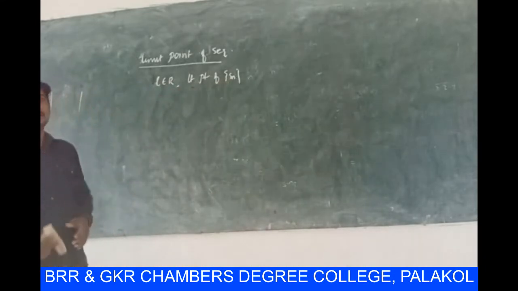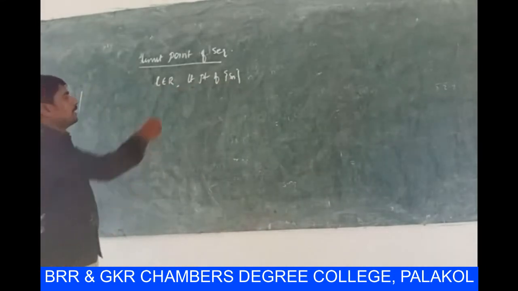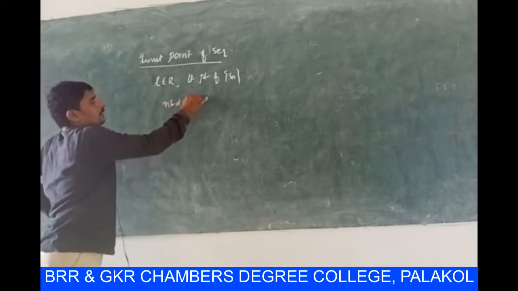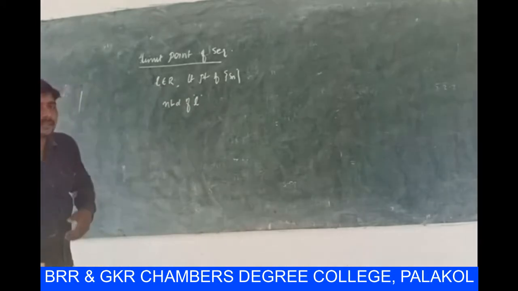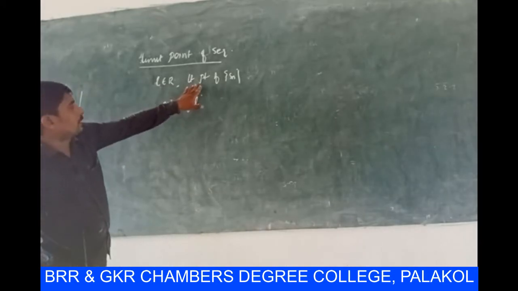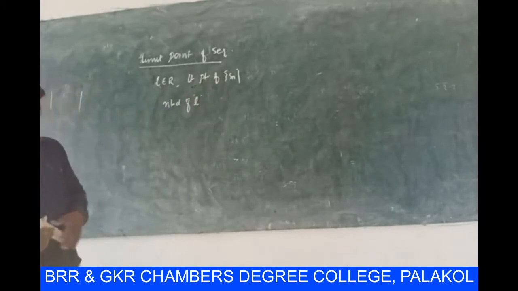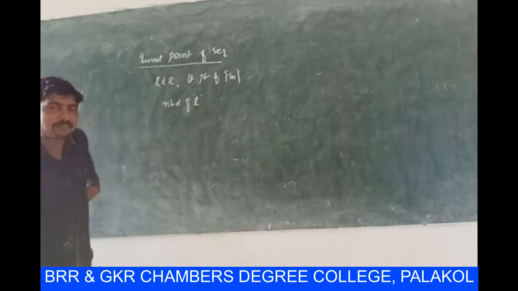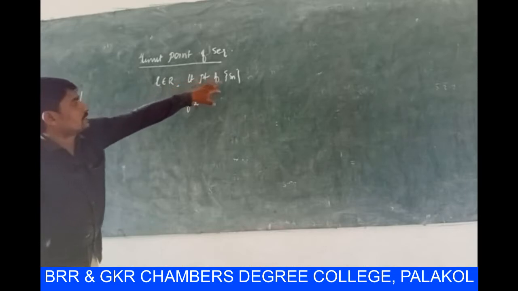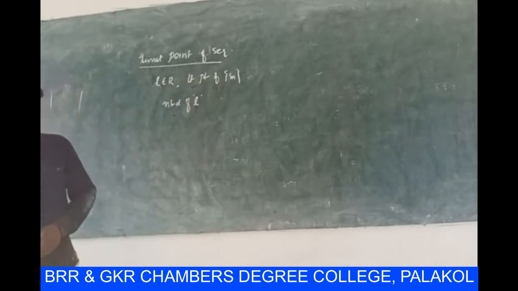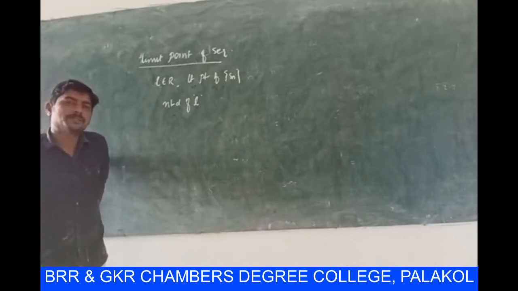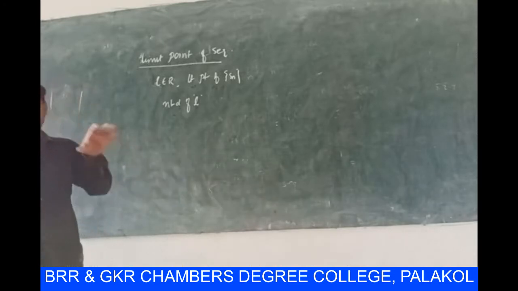When we say that this is a limit point of the sequence Sn, it means every neighborhood of L contains an infinite number of terms of the sequence Sn. If every neighborhood of L contains infinitely many points of the sequence Sn, in such a case we say that L is a limit point of the sequence Sn. For example, a limit point of the sequence need not be a term of the sequence Sn.